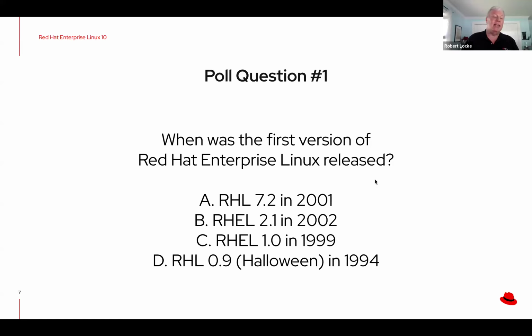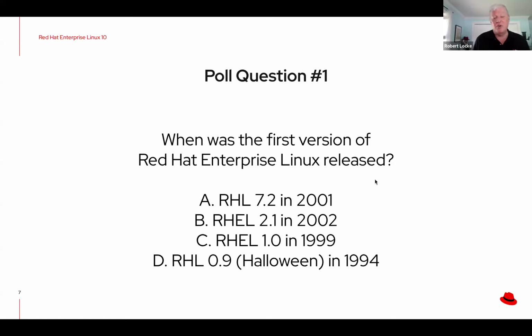Yes, there was a Red Hat Linux 7.2 in 2001, which provided the foundation for the first Red Hat Enterprise Linux release, 2.1, in 2002. At the time, it was stated nobody ever wants a 1.0 release to be deployed, and so our first version was actually called 2.1 there in 2002. So the correct answer was in fact B.